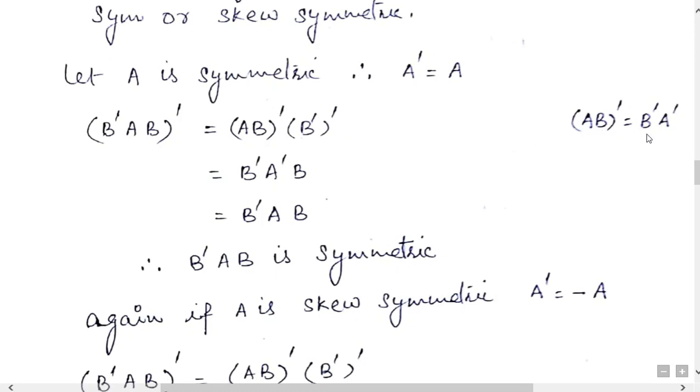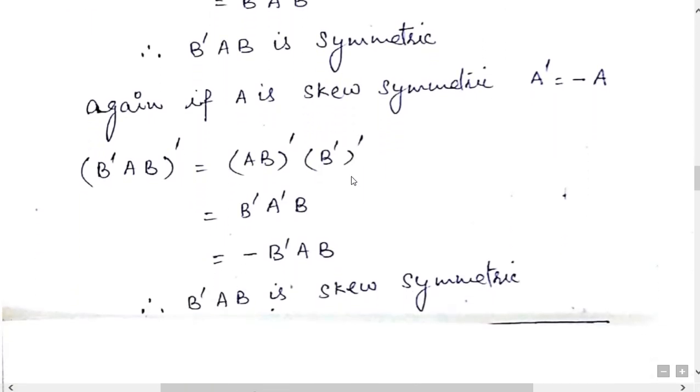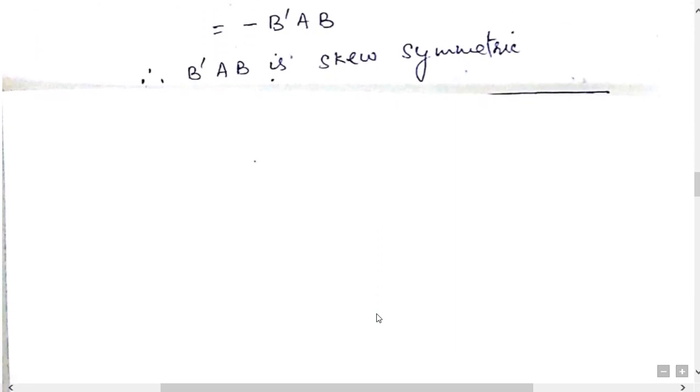Because AB transpose can be written as B transpose into A transpose, I consider AB as one element. Now write AB transpose as B transpose into A transpose, and A transpose is equal to A. It means B transpose AB is symmetric. Similarly, you can prove B transpose AB as skew-symmetric.